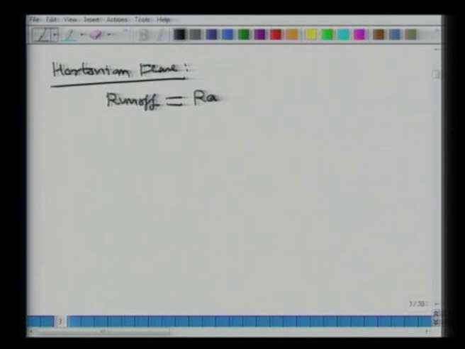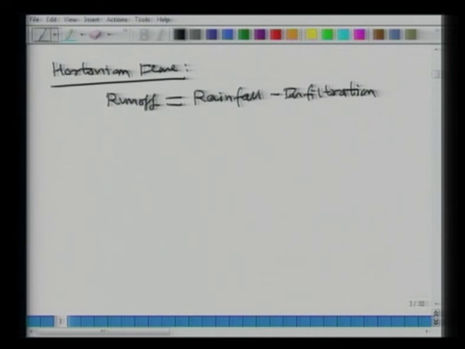Okay, so we are going to look at this first. So let's say we have Hortonian flow. When do we have Hortonian overland flow or Hortonian flow? He basically proposed that the runoff from the catchment can be calculated by simply subtracting infiltration from rainfall. Okay, so it is not accounting for any other type of losses.